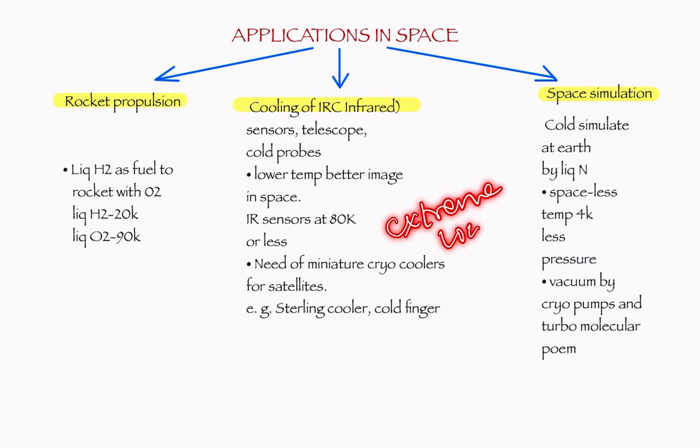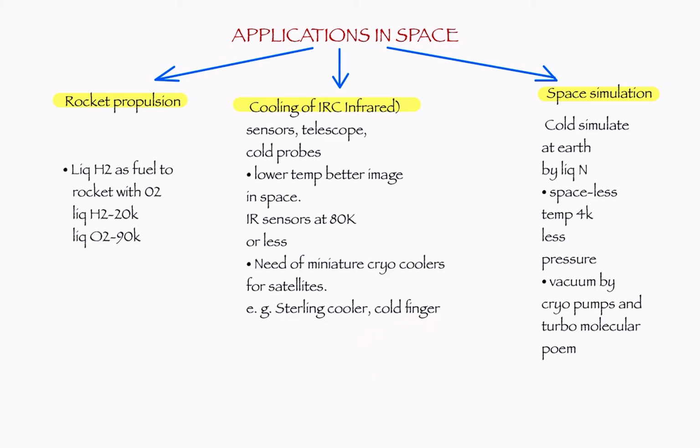Extremely low temperatures. Okay, the cryocoolers give extremely low temperatures. One such example is the Stirling cooler, which has a cold finger. At the tip of the cold finger, we get the low temperature.